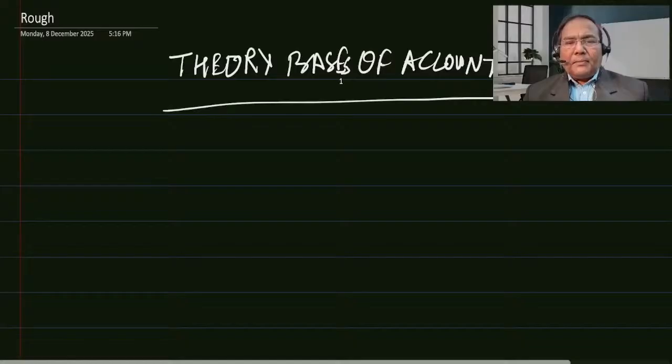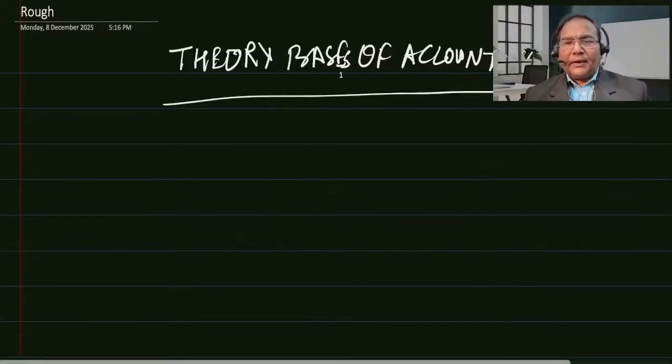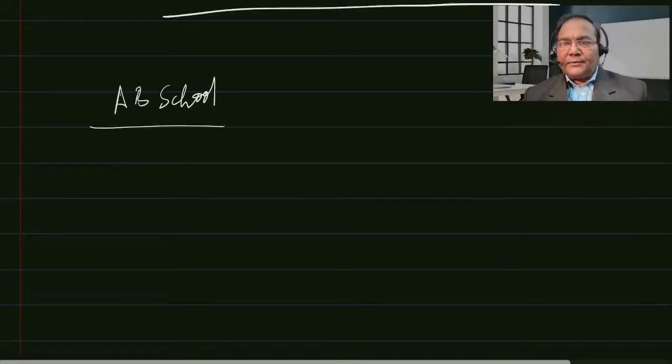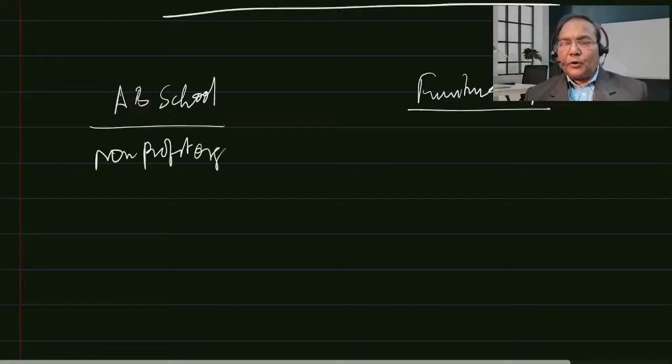So let me begin by giving you an example. Let's say there is a school, AB school, and there is a furniture shop. Now AB school being a non-profit organization, the objective of running a school is not to earn profit. So this is a non-profit organization. All right, so the objective is not to earn profit.